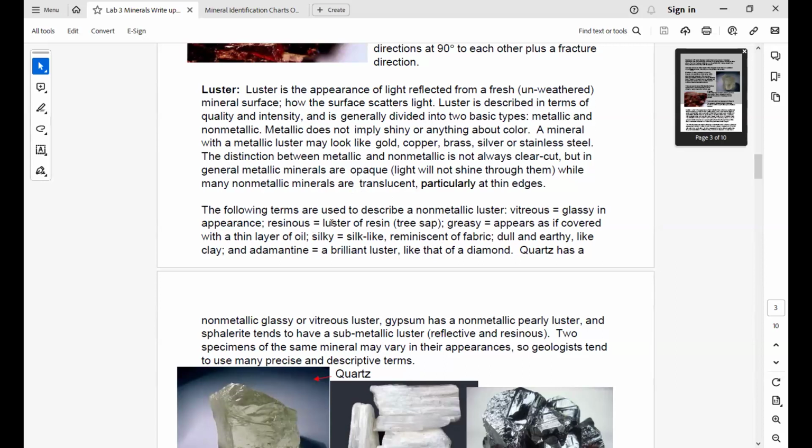There's resinous, like what tree sap would look like. Greasy, it appears as if it's covered with a thin layer of oil. Silky, it looks like silk cloth, reminiscent of a fabric. Dull and earthy looks like clay.